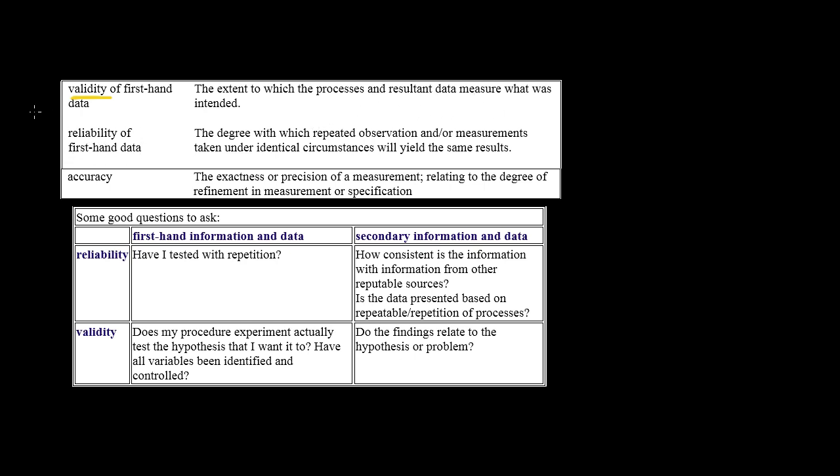Okay, moving on. Reliability. Now, reliability is also a big thing. A lot of people say that they get mixed up with reliability and with accuracy, but that should never be the case, and I'll tell you just why. Reliability is the degree with which repeated observation and/or measurements taken under identical circumstances will yield the same results. So the key thing that you need to take out of reliability is to repeat the test.